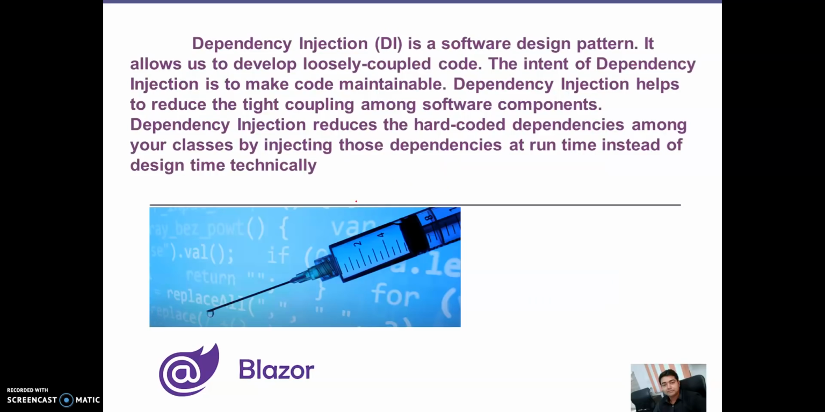Let's see the exact definition of dependency injection. DI is a software design pattern. It allows us to develop loosely coupled code and to make code maintainable. It helps to reduce the tight coupling among software components. Dependency injection reduces the hardcoded dependency among your classes by injecting the dependency at runtime instead of design time. It means you no need to initialize the class every time. Instead of initializing, we can use it as a constructor parameter.